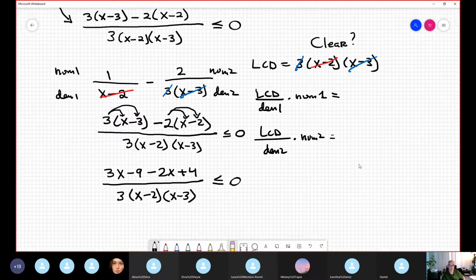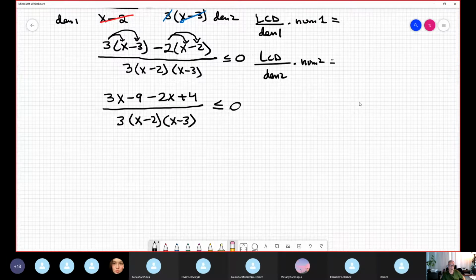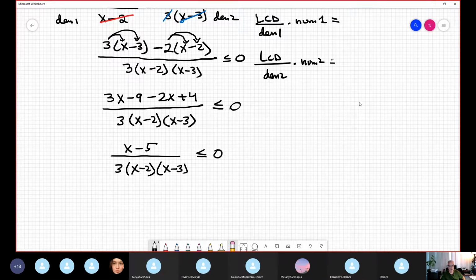Okay, almost I finished. Now we combine like terms. 3x minus 2x is 1x. Negative 9 and positive 4 is negative 5. Wow, fantastic. Then, in our numerator, we have only x minus 5. In our denominator, we have 3 times x minus 2 and x minus 3.